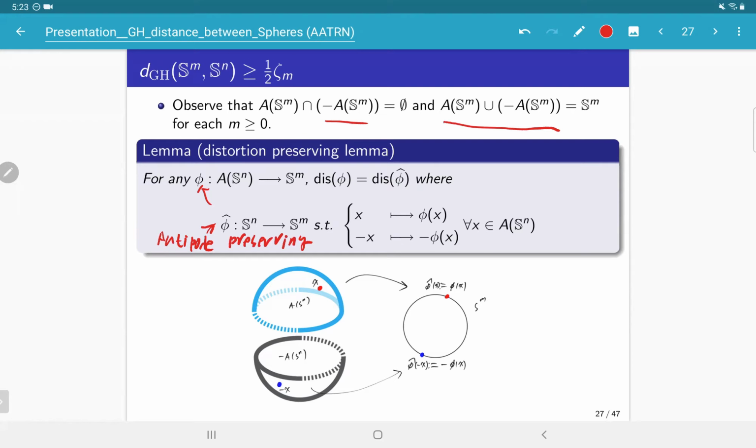So phi and phi hat have the same distortion. Furthermore, phi hat is antipode preserving. Is this okay? And here is a picture of the construction of phi hat. By the way, as I said, in this project, usually m is smaller than n. That's implicitly assumed everywhere. But only for this lemma, it doesn't need to be. n can be smaller than m. It doesn't matter.